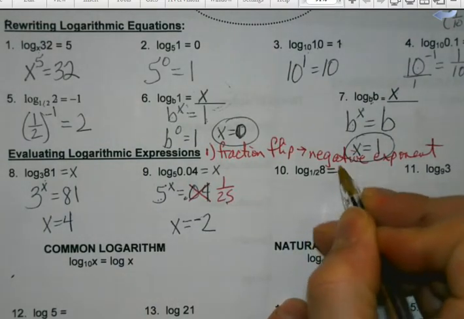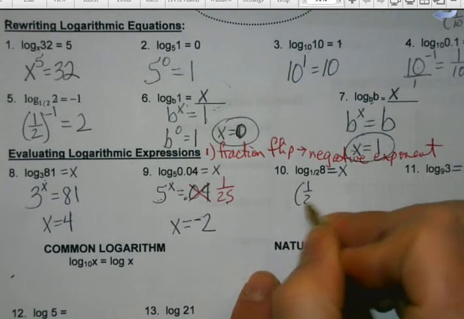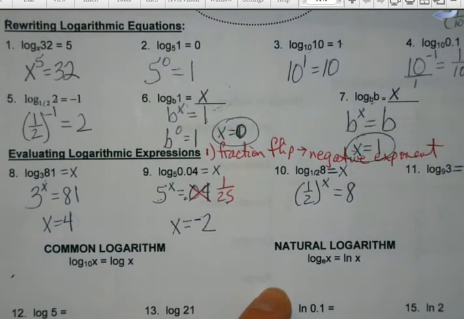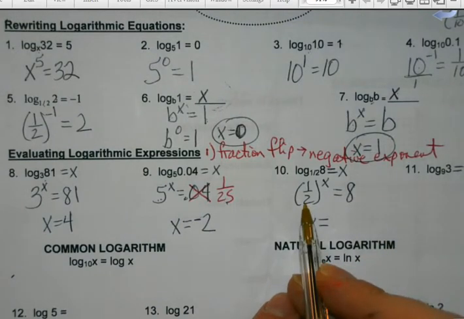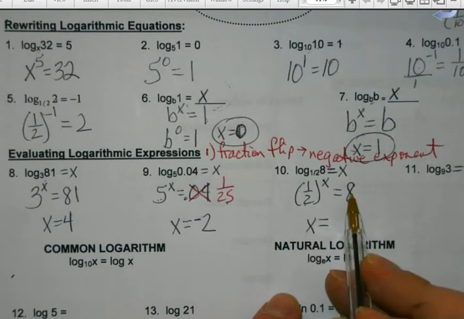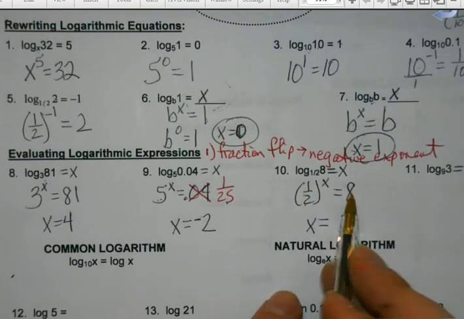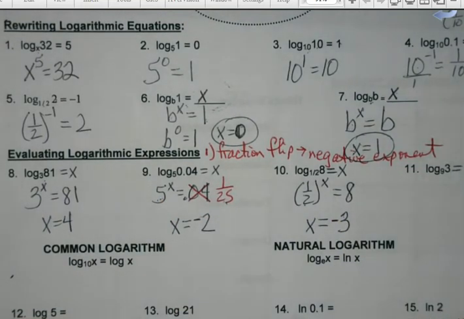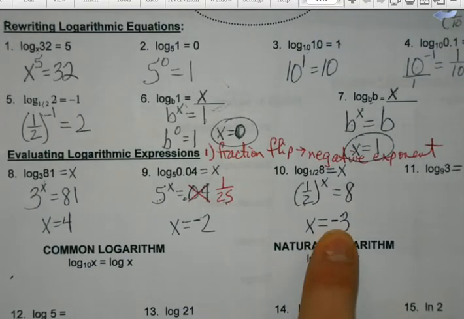What's my equation in 10 going to look like? 1/2 to the x equals 8. Now I know a couple of things here. First thing I noticed is, 2 to what power gets me to 8? 3. And I'm going from fraction to whole number. That's the same thing as going whole number to fraction, which means I have to get a negative exponent in there. Okay? Fraction to whole to fraction, have to have a negative.